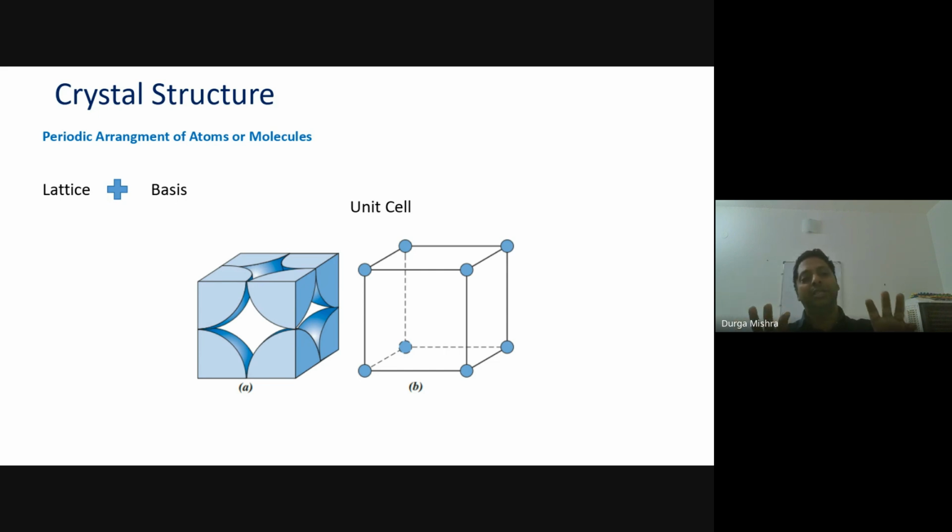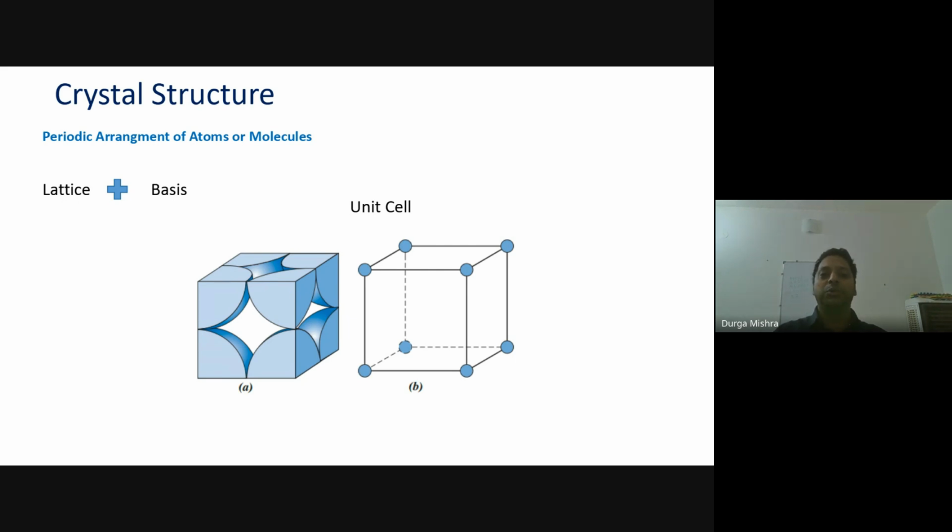So you basically have a lattice, which means you have points in free space. These just represent points. Then to each point you can assign one atom or more atoms or a molecule, and if you add these atoms or molecules to those points, which we call a basis, then what you get is a crystal.